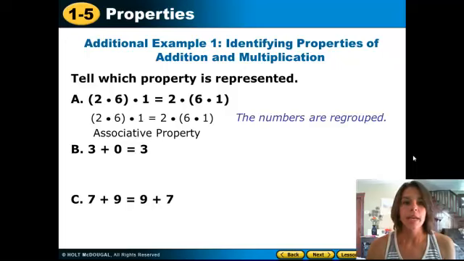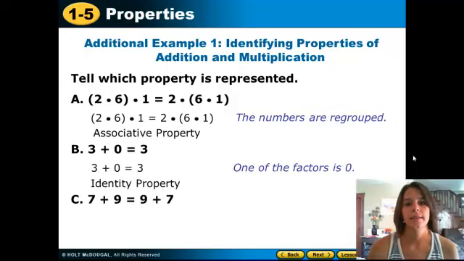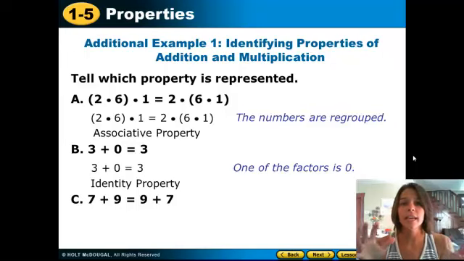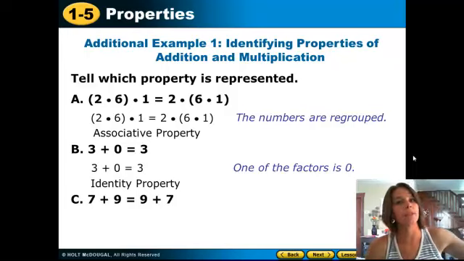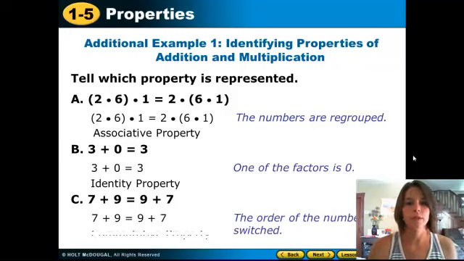For example B, 3 plus 0 is still equal to 3. That means that number hasn't changed. It's kept its same identity. So it's the identity property. That's how I keep that one straight. And example C, 7 plus 9 equals 9 plus 7. All I've done is I've taken it and I've rearranged it into a different order. So it's like commuting to Manhattan and back. Same trip, different order. Commutative property.